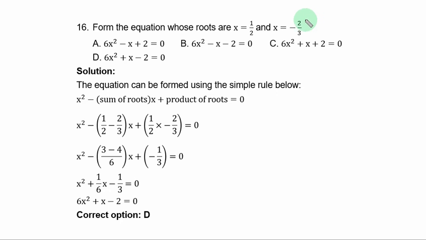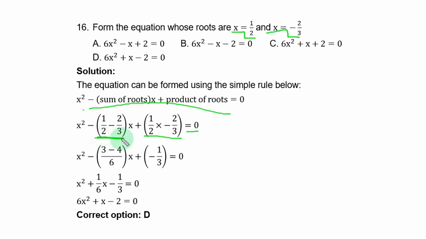Question 16. Form the equation whose roots are s equal to 1/2 and s equal to -2/3. Such an equation is quadratic, and you can use this simple rule to get it. So you have the sum of roots, the two roots added together, times s, and the next part is the product of roots, the two roots multiplied together. You equate it to 0.